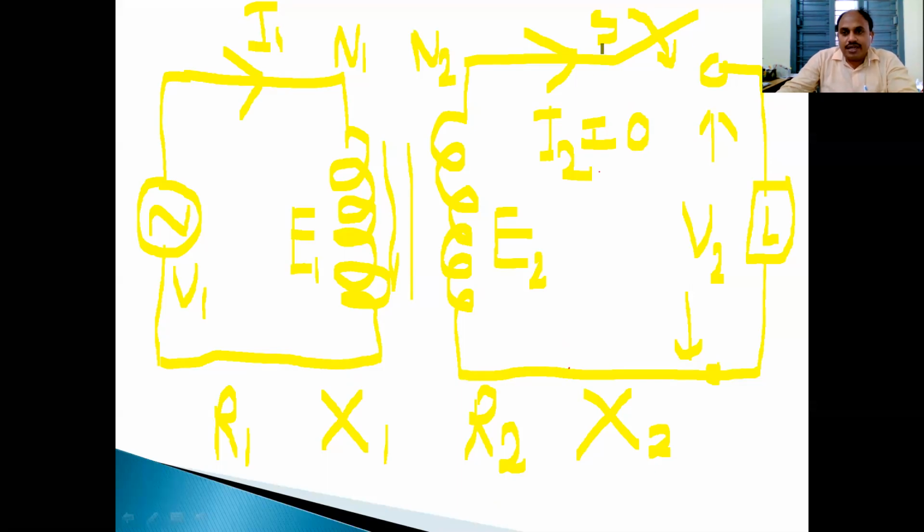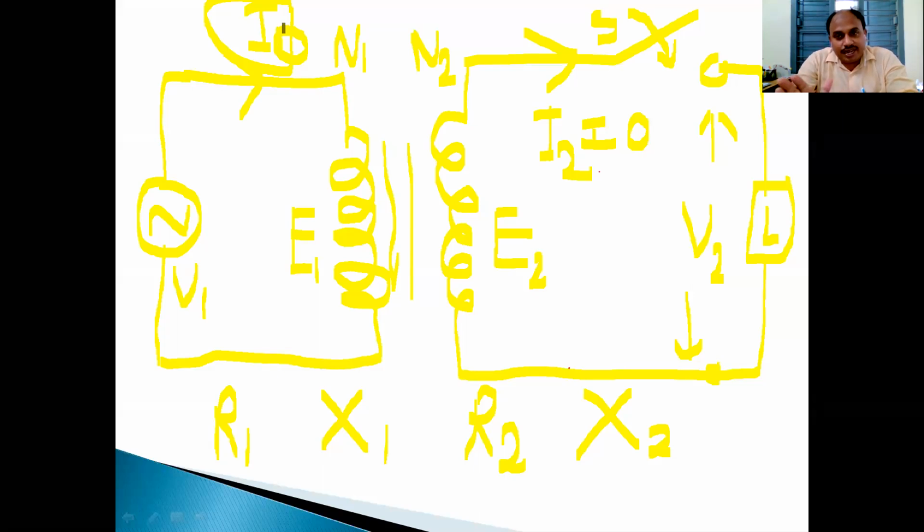But under no load condition, although I2 equals 0, some primary current exists in the transformer. So the I1 value exists. That is called the no load current of the transformer, represented with I0. I0 represents the no load current on the primary winding, the primary coil, of the transformer. That is called no load current.